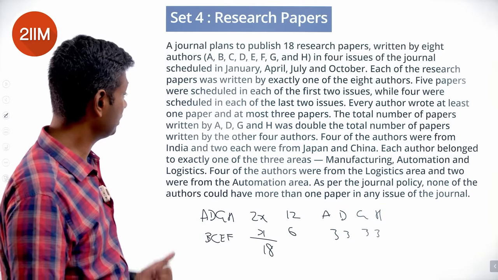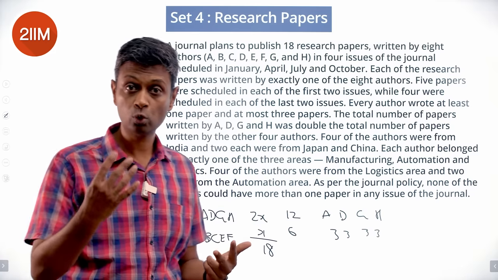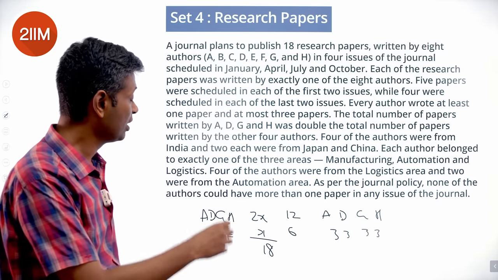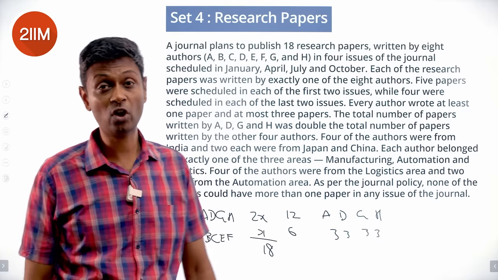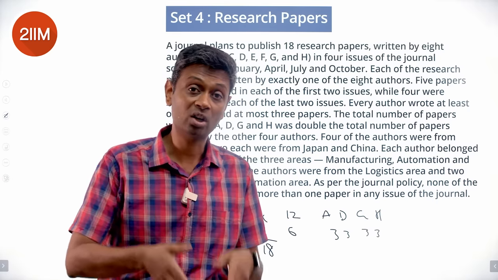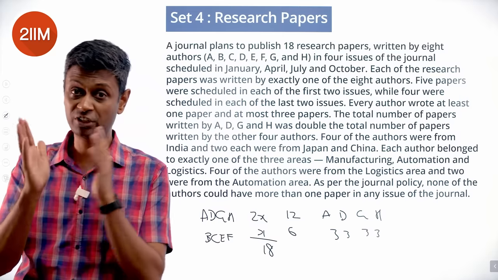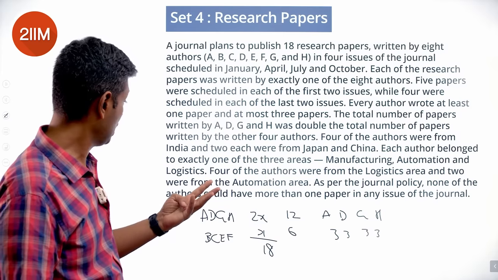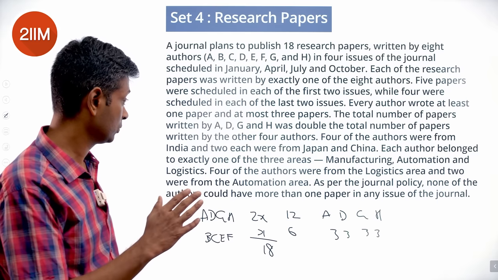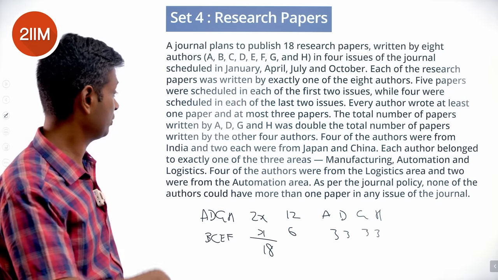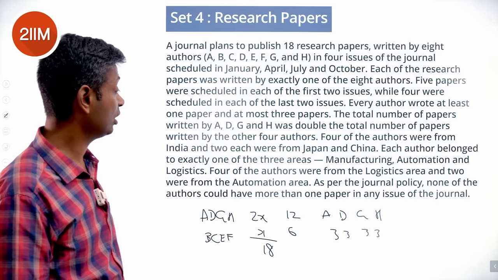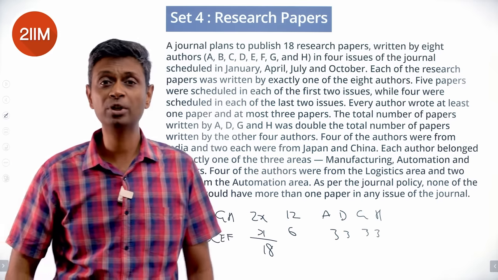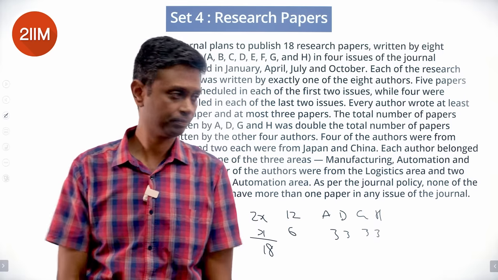4 of the authors were from India and 2 each were from Japan and China. 4, 2, 2, India, Japan, China. Each author belonged to exactly one of the 3 areas, manufacturing, automation, logistics. So we have authors categorized by country, authors categorized by divisions or departments, areas. 4 of the authors were from logistics and 2 were from automation. That means 2 more were from manufacturing. As per the journal policy, none of the authors could have more than 1 paper in any issue of the journal. So A cannot publish 3 articles in the same issue. Lovely.